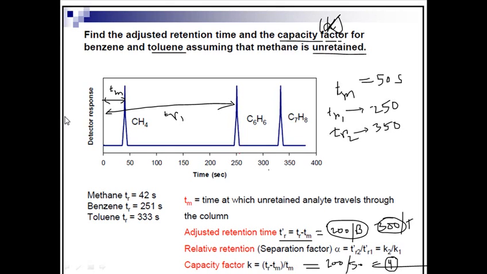As we have suggested, if the capacity factor K is greater than 1, then the separation is very good. So in this case we have a capacity factor of 4. That means the separation takes place in a really good manner. Okay, it is a very effective separation.